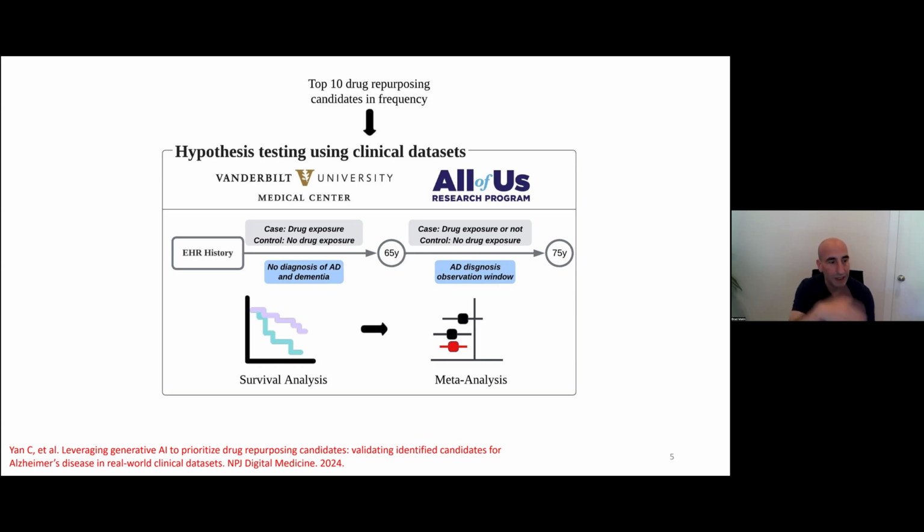And so we went back to Vanderbilt's electronic medical record system to see if the drugs were actually being used with individuals who had Alzheimer's. And we did that at Vanderbilt. And then we also did this in this large cohort study that the NIH has sponsored for the last couple of years called All of Us, which at the present moment in time has about 500,000 individuals who have contributed their medical records and genomic data.